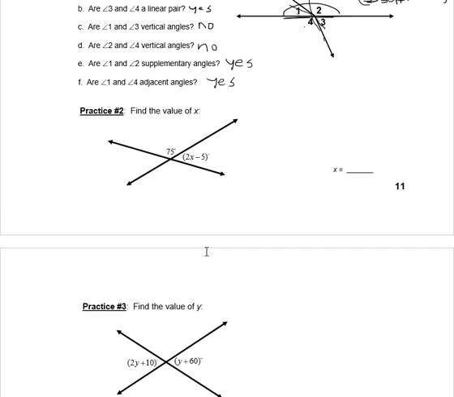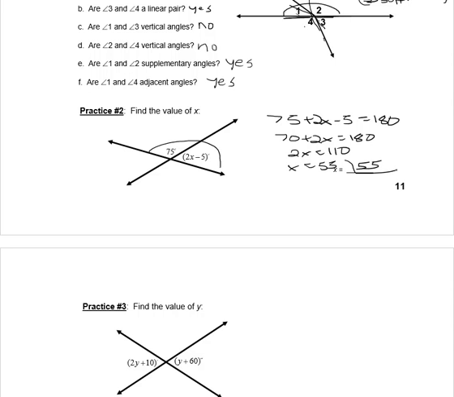Now, finding the value of x. Because I can see that here's a straight line, I know there's a total of 180 degrees, so they're supplementary. I just add them together and set them equal to 180 in order to solve for x. 75 minus 5 is 70, plus 2x equals 180. Subtract 70 from both sides, divide by 2, and x equals 55. The key here is knowing that two angles on a straight line, like 75 and 2x minus 5, add up and are set equal to 180.